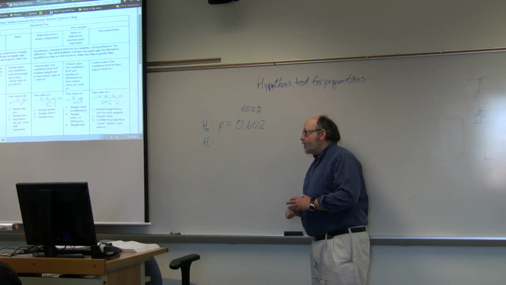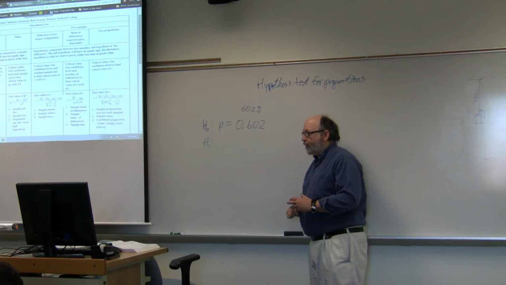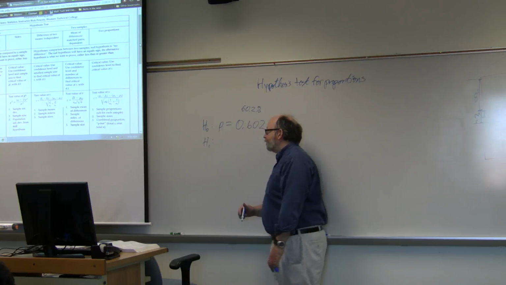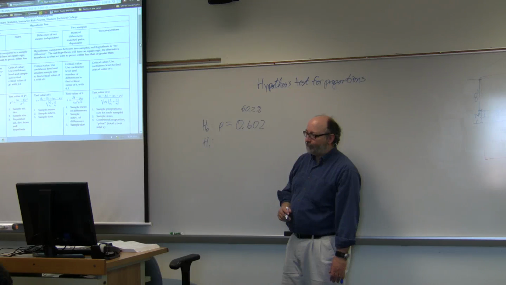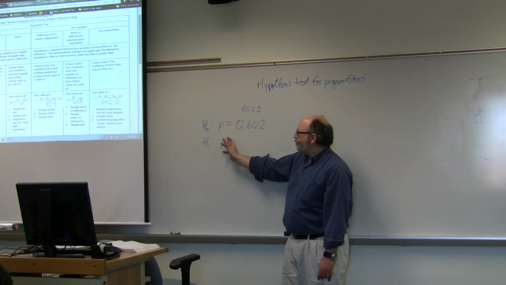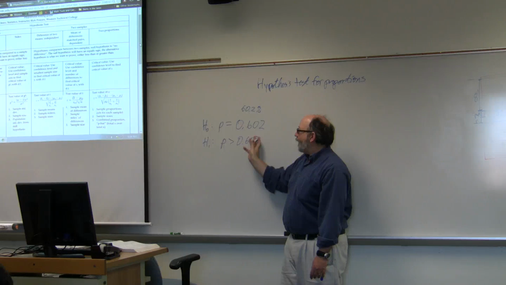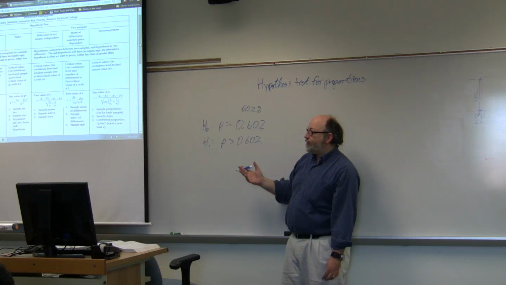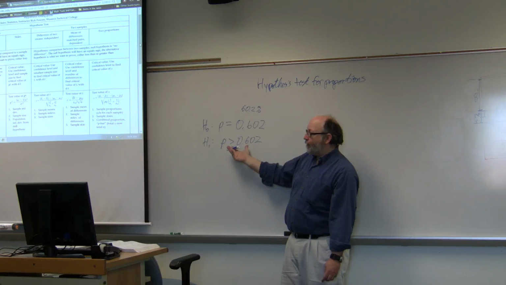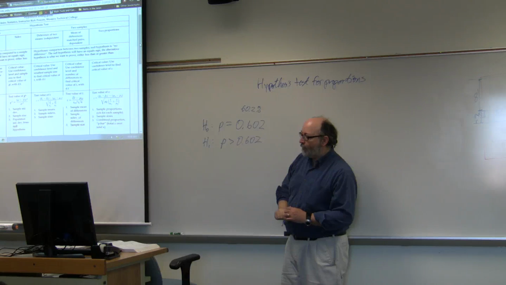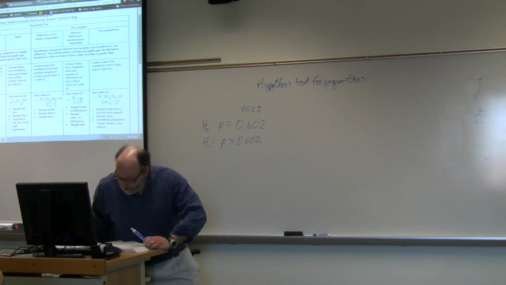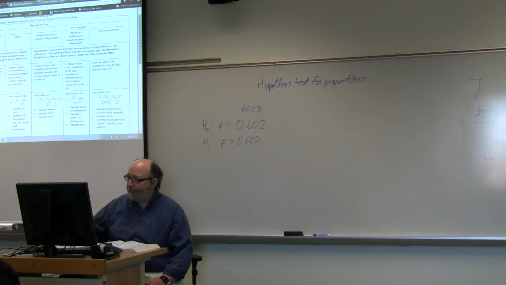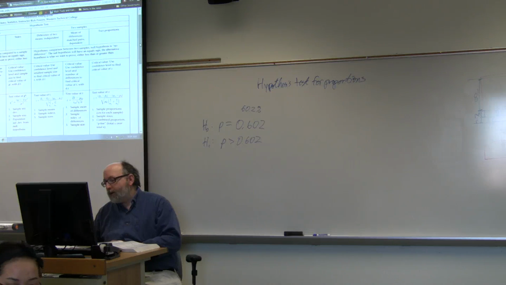Joseph, what's the alternative hypothesis? The alternative would be that it's greater than the null, or greater than 0.602. Okay, so what am I going to write down? P greater than 0.602. Okay. So the hypothesis is a statement about a number. All right, so far. What's our next step, Joseph? The next step is to find the critical value and rejection region. Okay, so I need my critical value and rejection region. Joseph, where am I going to look for that?